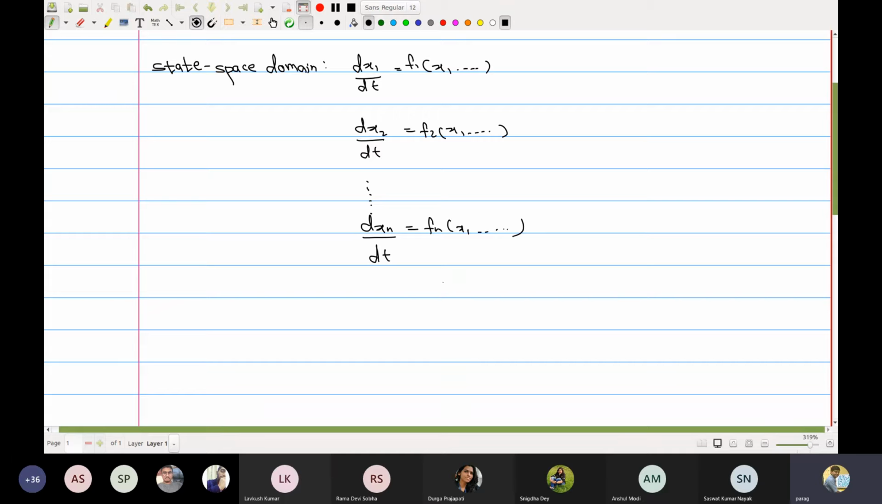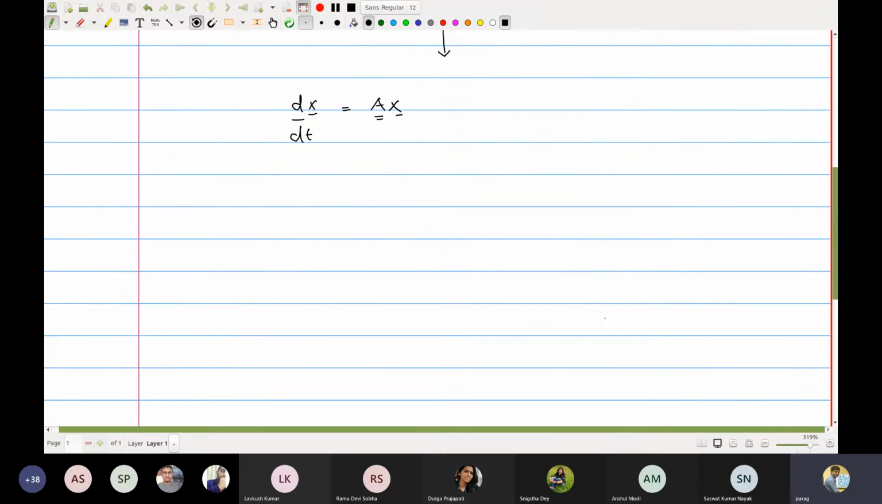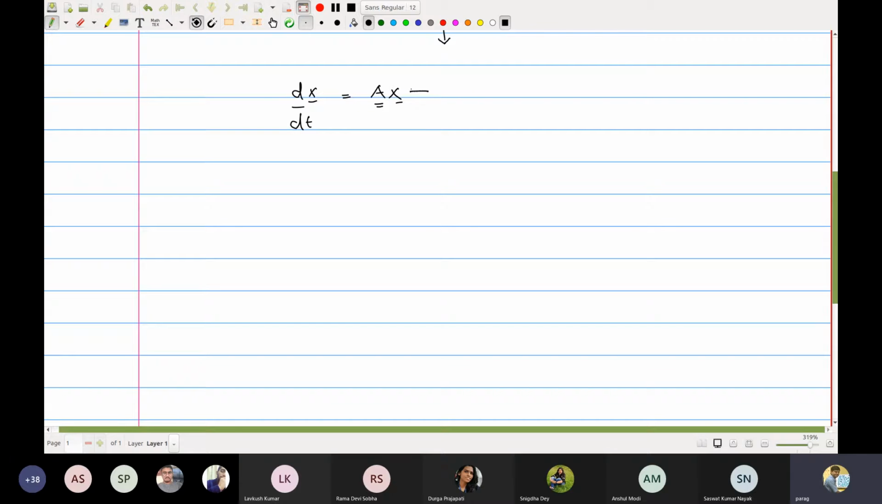Then what did you used to do? You used to convert this to the form dx vector by dt equals A, the coefficient matrix, times the vector x again, where x is your dynamical vector and A used to be your coefficient matrix, right?